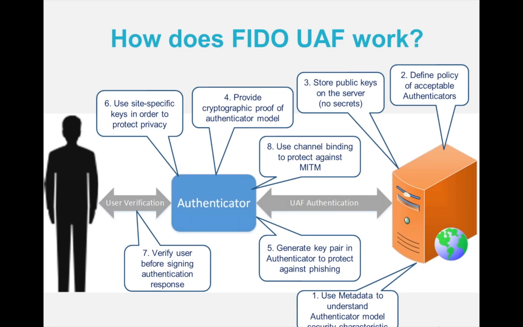So in total, we have implemented a lot of different, let's say, protection mechanisms. I think I will go through the most important ones. First, we use metadata on the server side to let the FIDO server understand the authenticator model and its related security characteristics. Second, we allow the FIDO server to define a policy of acceptable authenticators.